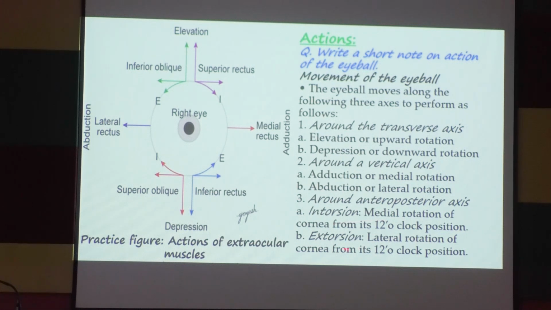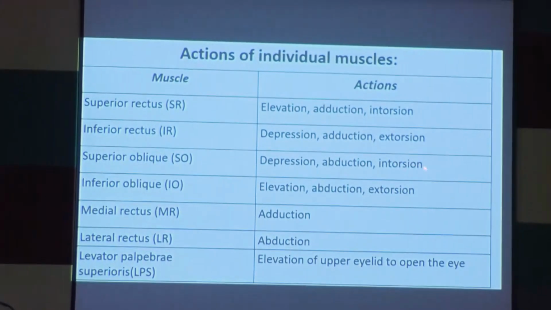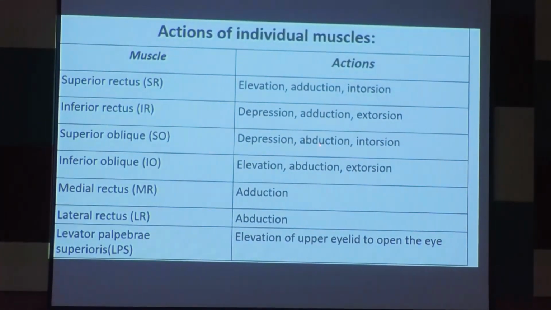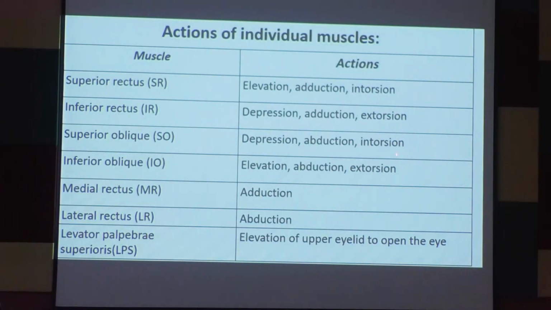Intorsion is medial rotation of the cornea from its 12 o'clock position, and extorsion is lateral rotation of the cornea from its 12 o'clock position. So these are the functions of different recti, obliques, and levator palpebrae superioris. Superior rectus causes elevation, adduction, intorsion. Inferior rectus, depression, adduction, extorsion. Superior oblique, depression, abduction, intorsion. Inferior oblique, elevation, abduction, extorsion.